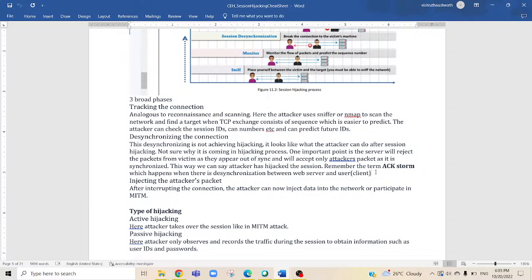So next is injecting the attacker's packet. After interrupting the connection, the attacker can now inject data into the network or participate in a man in the middle attack.